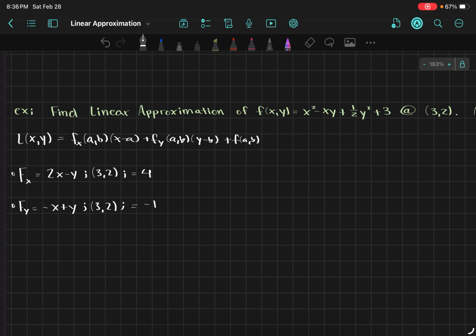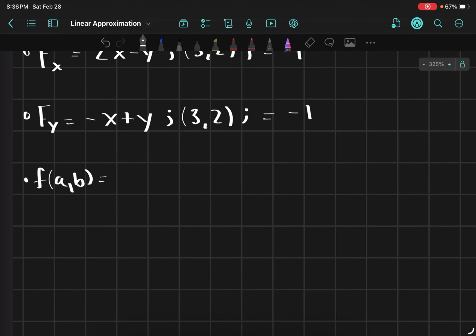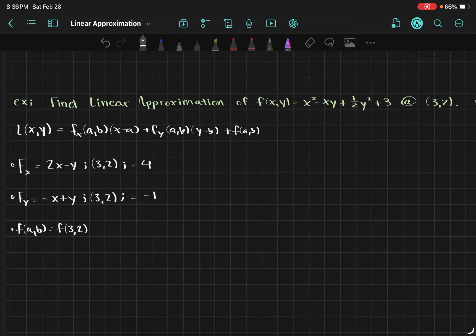Okay, well, those are 2 values that we really needed there. Well, what is our f(a, b), which is going to equal f(3, 2)? Well, what is f(3, 2)? We got 3 squared, 9, minus 6, plus 1/2 times 4, plus 3. So that's what? 5 plus 9, that's 14 minus 6. That's going to be 8.